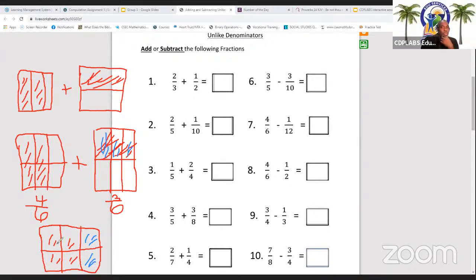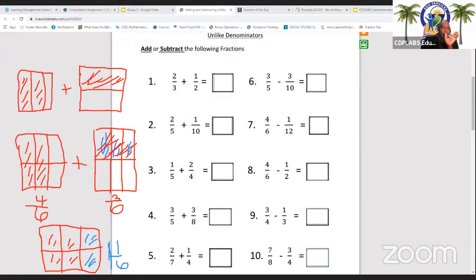So one person said that we have a whole. So here we have a whole because all 6 parts, nice try though, all 6 parts are now shaded. So we have one whole. But the other part now, this is 1/6 of a whole. That's why the answer is 1 and 1/6.